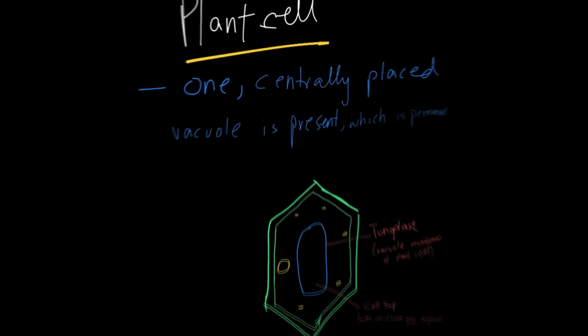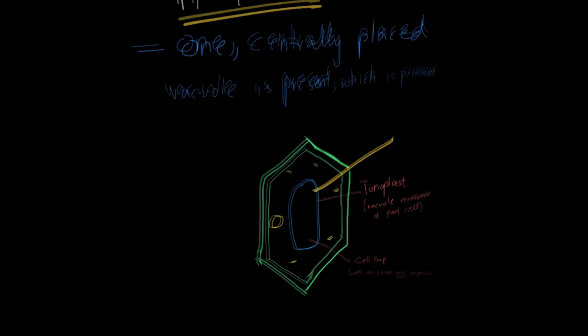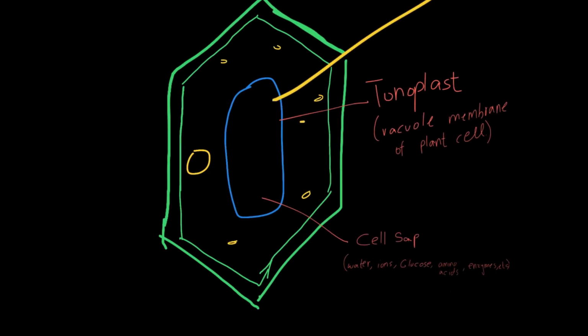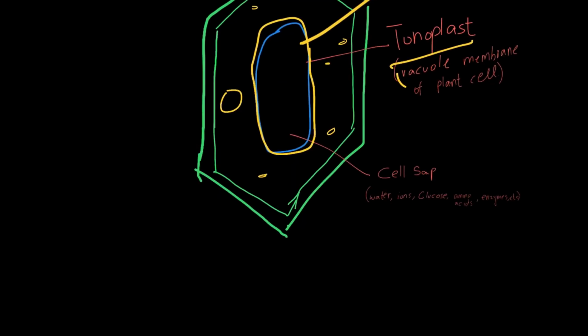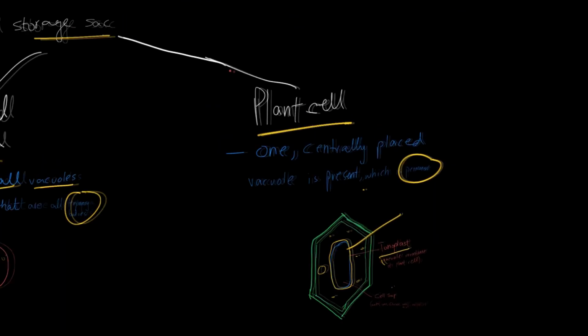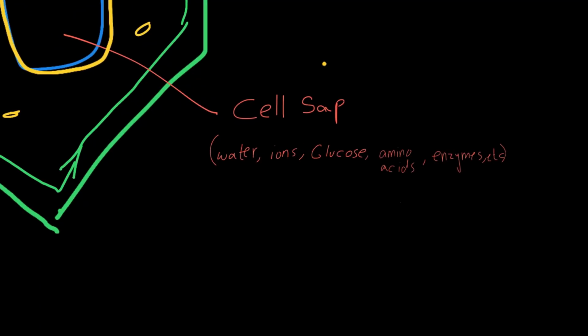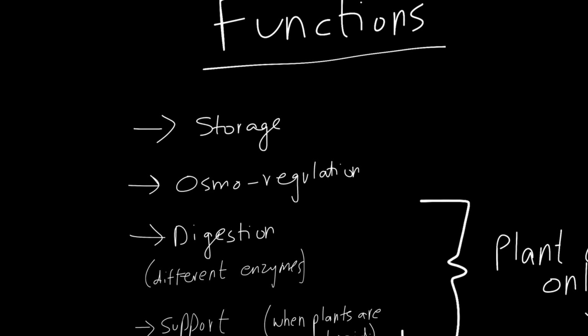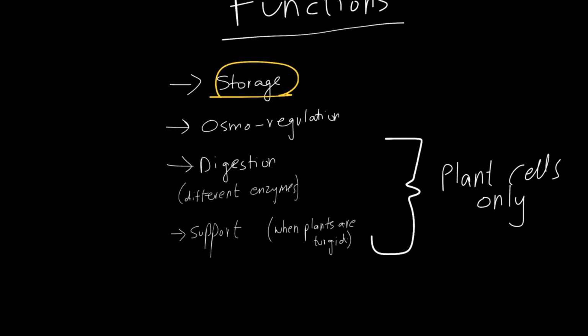The plant cell one is one centrally placed vacuole, this right here, and it is permanent, right? Now this is the tonoplast. Tonoplast is the vacuole membrane of a plant cell. This right here, the membrane, is called the tonoplast. What the tonoplast contains is the cell sap, the fluid-filled content that we studied. What it contains is water, ions, glucose, amino acids, enzymes, etc. If we briefly see the functions, the main function, as it is also termed a storage sac, is storage, right? So it sometimes stores waste products, etc.